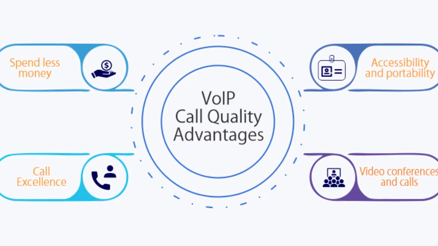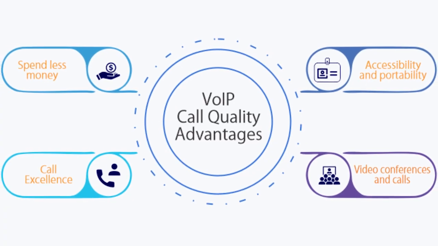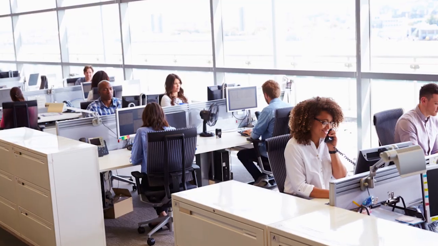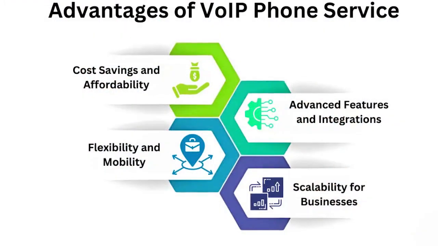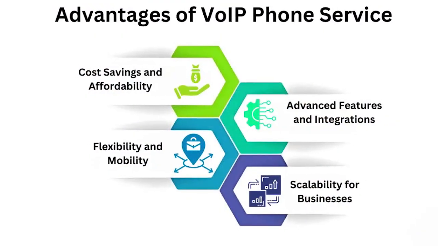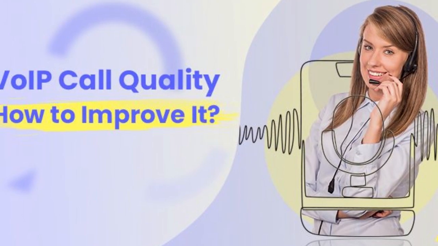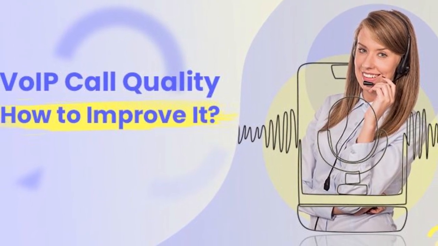External factors such as firewalls and security measures can also impact VoIP performance. Overly strict firewall settings might block voice traffic or delay packet transmission. While security is essential, it's important to configure firewalls and encryption properly so they protect your network without disrupting communication.